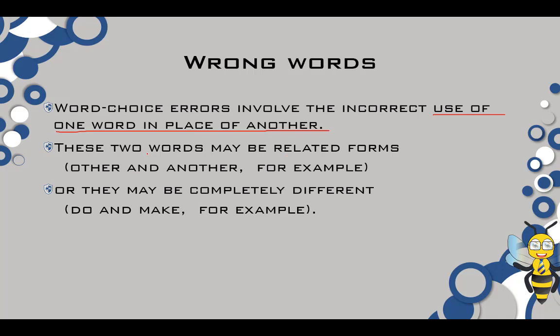Okay, now, these two words might be related forms, like, for example, other and another. You know, other and another, they are similar, but they are not interchangeable. Depending on what you're talking about, you must use one or the other. Or, maybe they can be completely different, but have the same meaning in Spanish, like do and make, but we use them in a different way, okay?